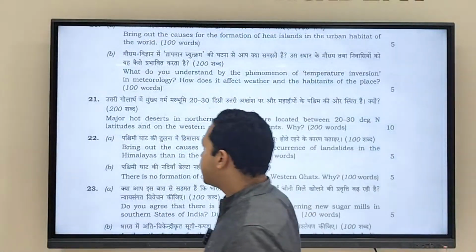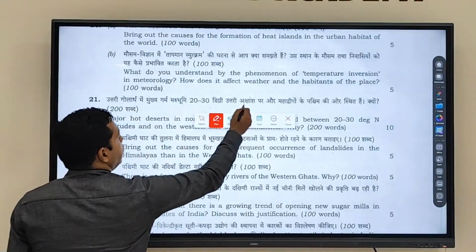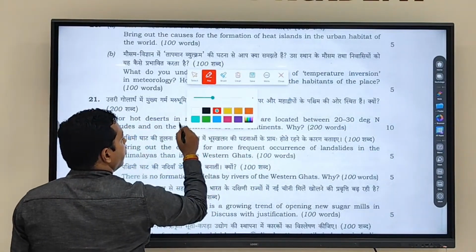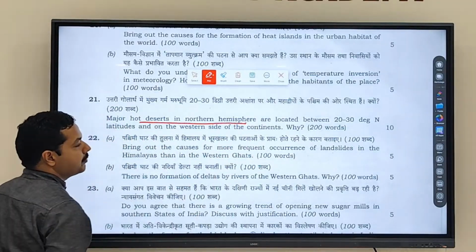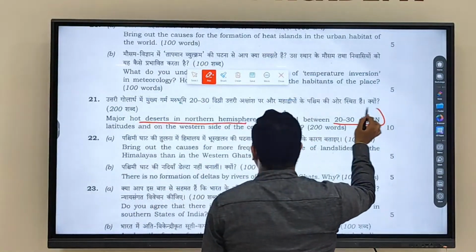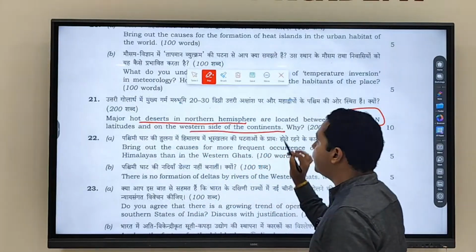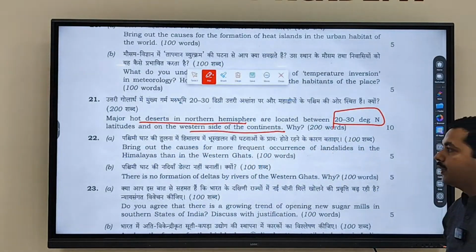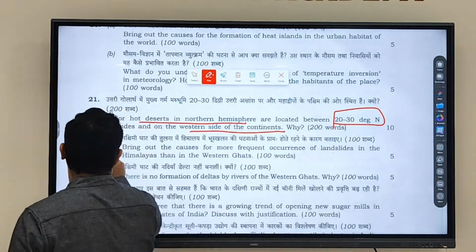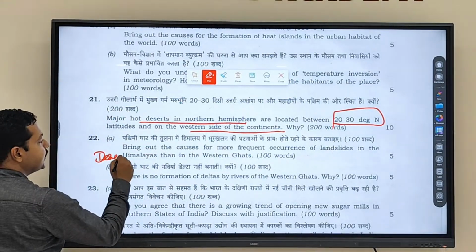Now, what the question is saying: major hot deserts in the northern hemisphere are located at 20 to 30 degrees on the western side of the continent. Why? Clear? So first you have to introduce what deserts are.